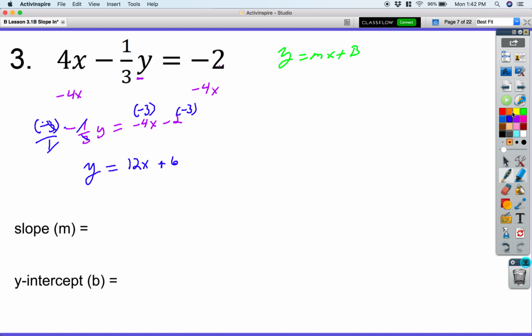Now remember, I just look at the y equals mx plus b, and I just need to figure out my m value, which is my slope, and my b value, which is the number I'm either adding or subtracting. So that means my slope is 12, and my y-intercept is 6.